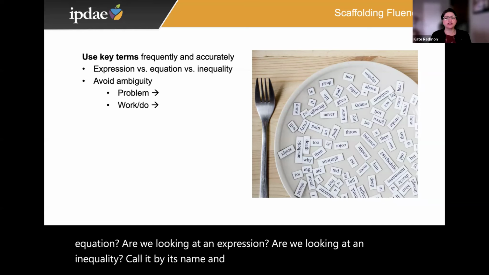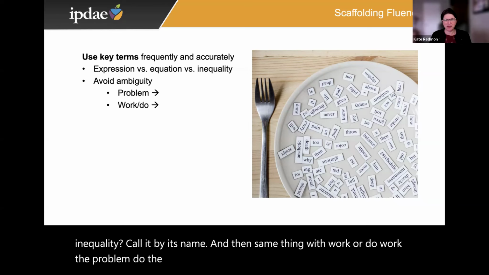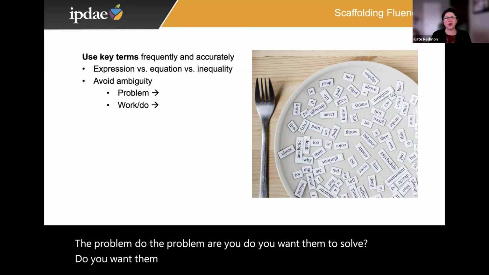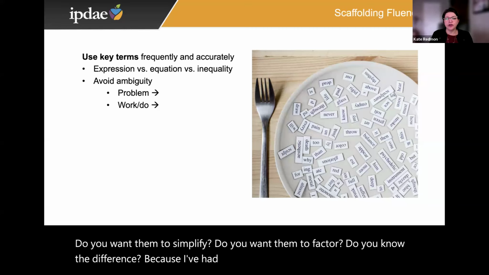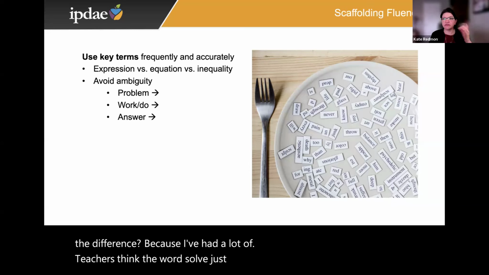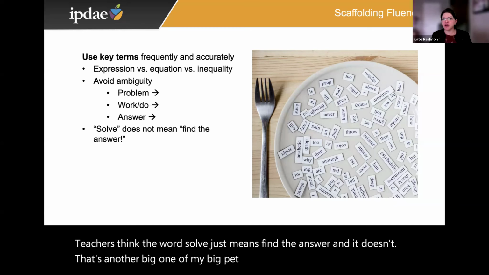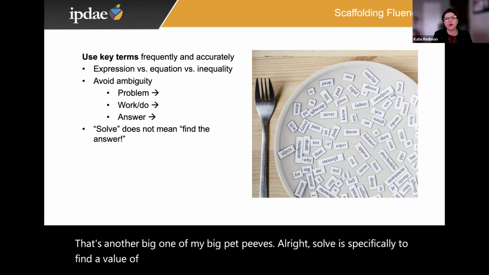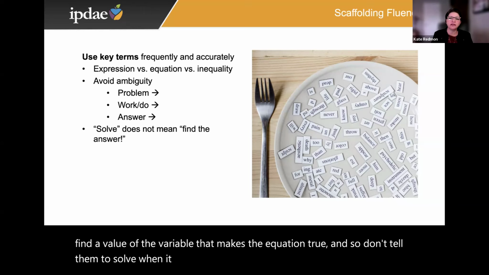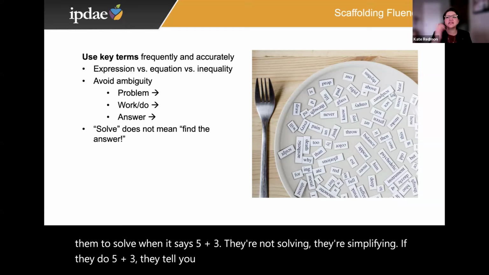And then same thing with work or do. Work the problem, do the problem. Do you want them to solve? Do you want them to simplify? Do you want them to factor? Do you know the difference? Because I've had a lot of teachers think the word solve just means find the answer, and it doesn't. And that's another one of my big pet peeves. All right. Solve is specifically to find a value of the variable that makes the equation true. And so don't tell them to solve when it says 5 plus 3. They're not solving. They're simplifying. If they do 5 plus 3, they tell you 8, they just simplified.